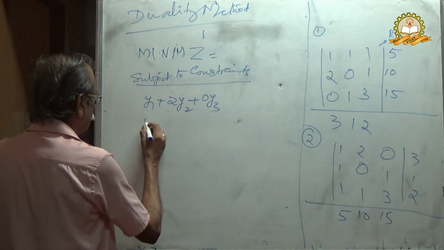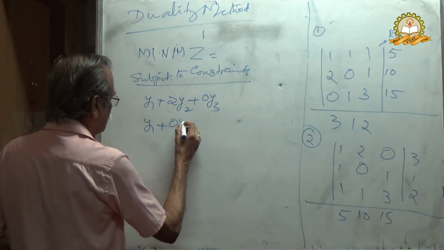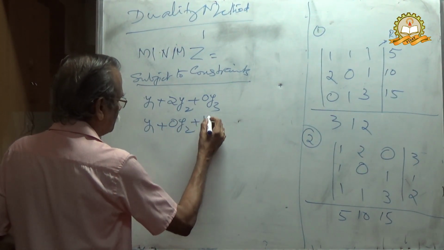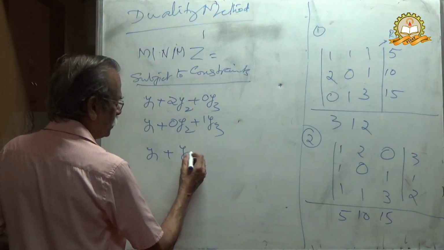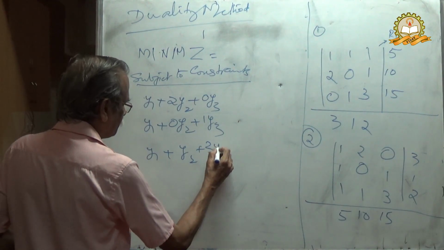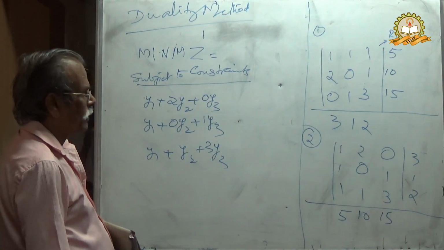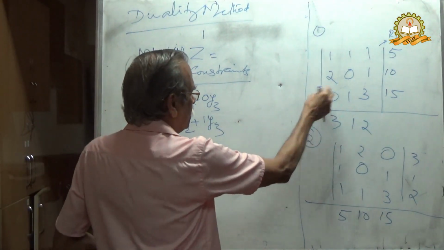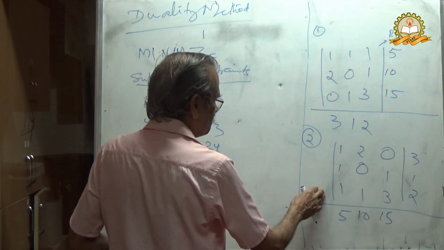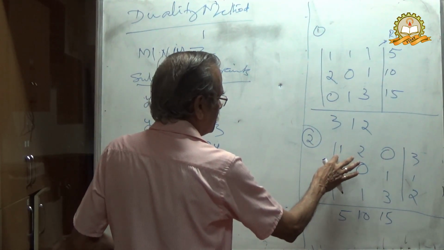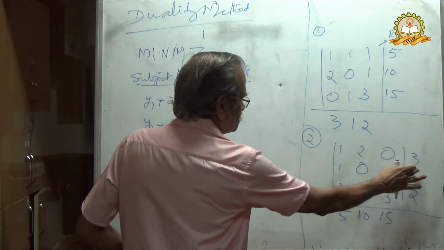And the second one: y1 plus 0y2 plus 1y3. And y1 plus y2 plus 3y3. Therefore, this was the original primal. You change it over into another one, and the reading was 1, 2, 0, 3.